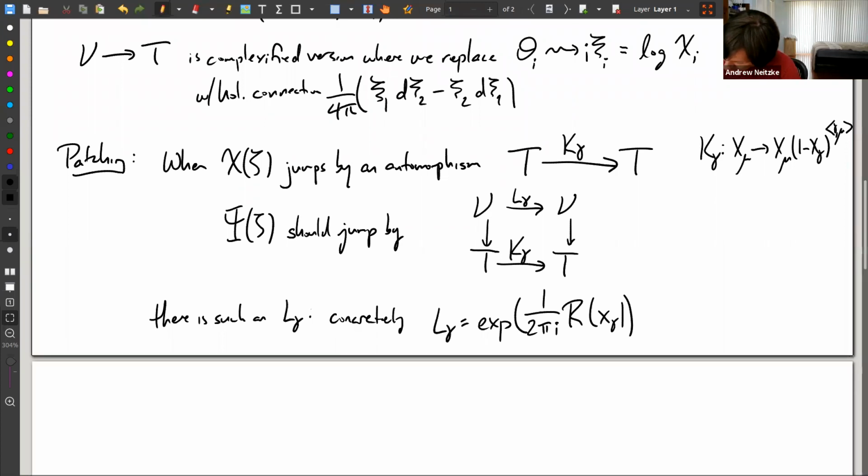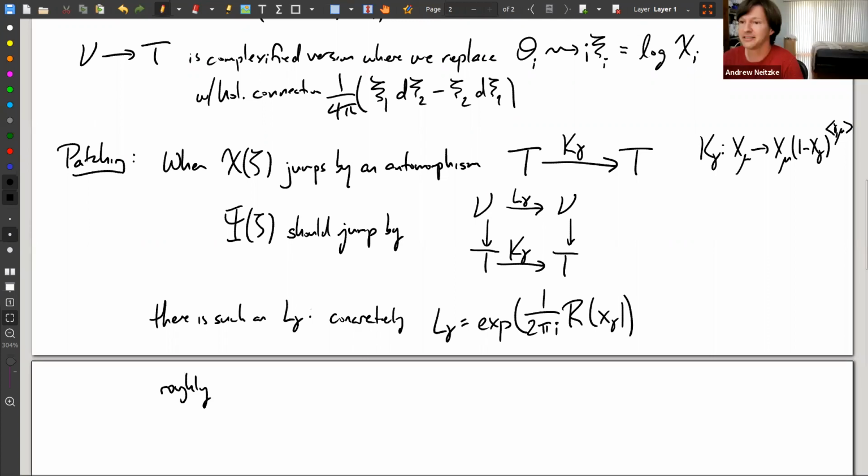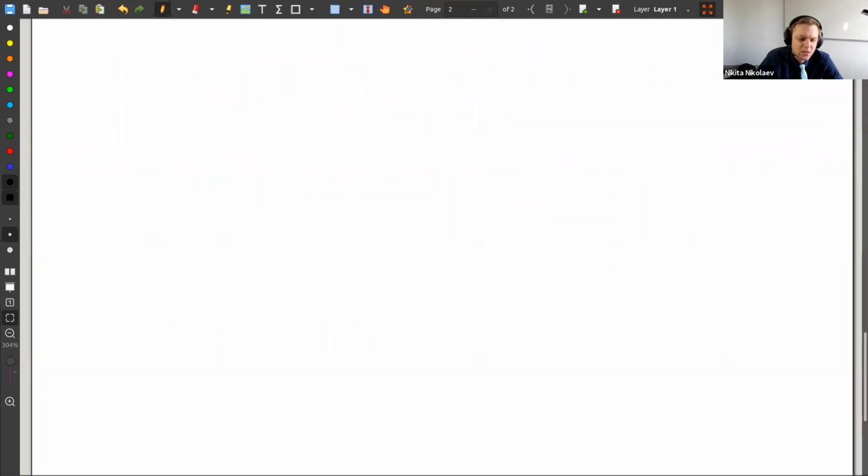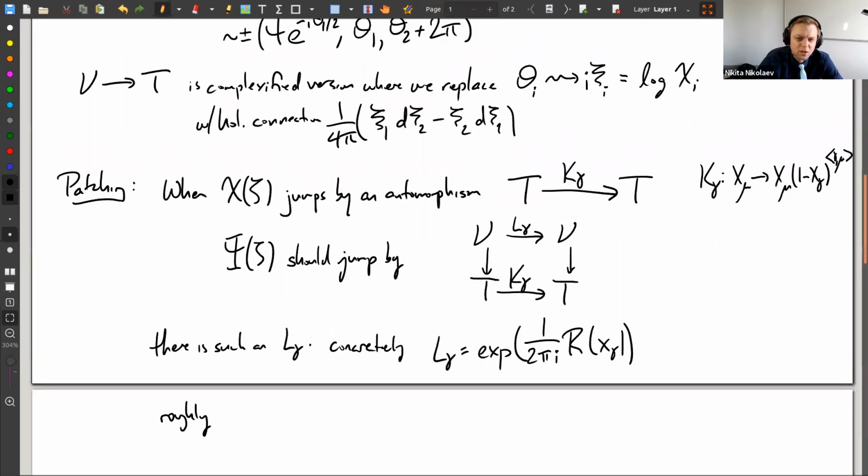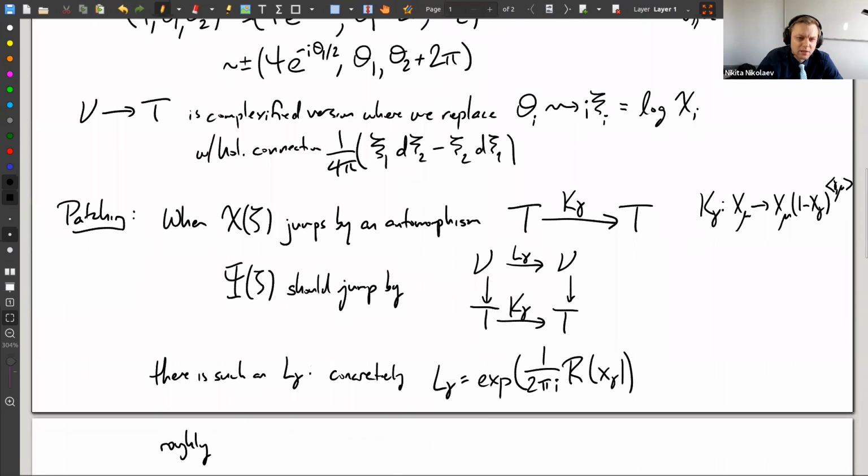But concretely, can I ask a question? Yes. So is it fair to say that in this construction, instead of pulling back this script V line bundle, you take this line bundle that you constructed and you reglue it using these L gammas, and that's what you want to pull back? That's what you pull back.